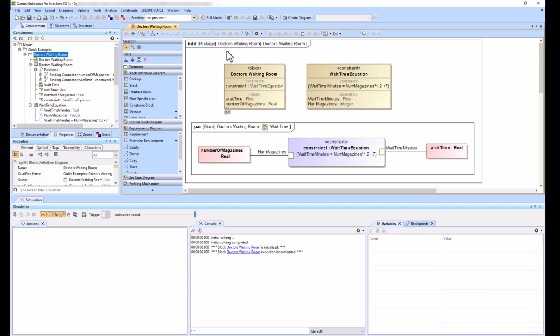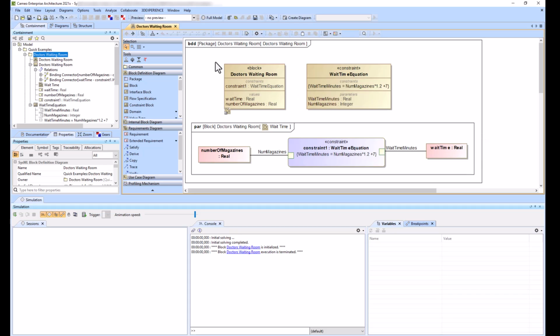So what we have here is a BDD with the block, doctor's waiting room, and then we have the constraint, which is the wait time equation. We're saying there's a relationship between the number of magazines you have in the room to the amount of time you're going to have to wait. And this is the equation that we've created. So this is the definition of the constraint, and then this is the usage of that constraint. And then these are the value properties, wait time and number of magazines, which you can see in the original block, wait time and number of magazines, which also is these parameters right here.